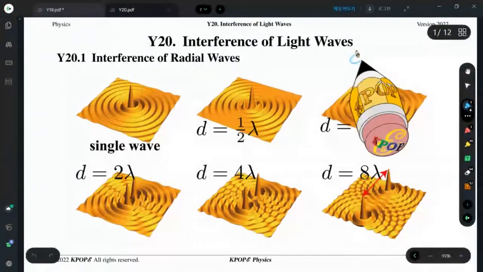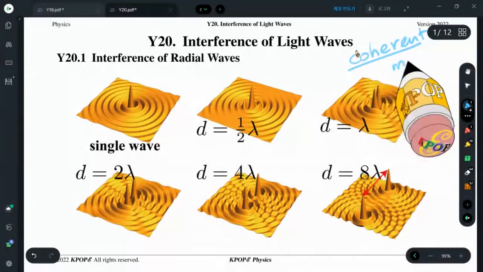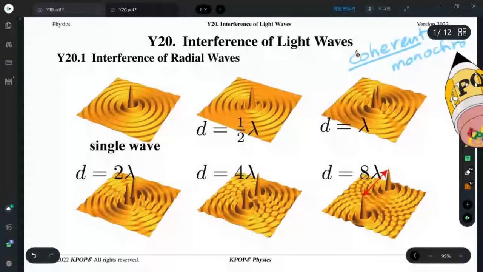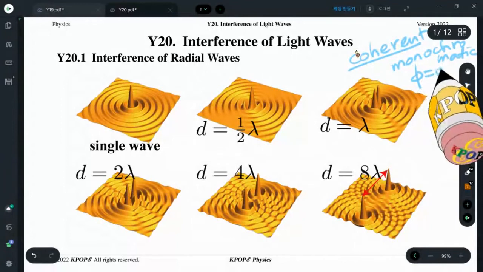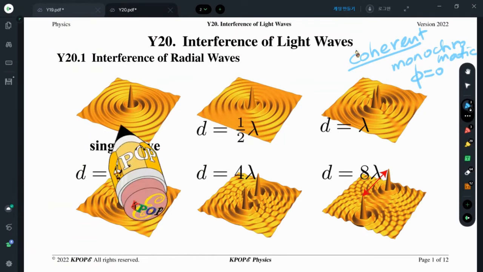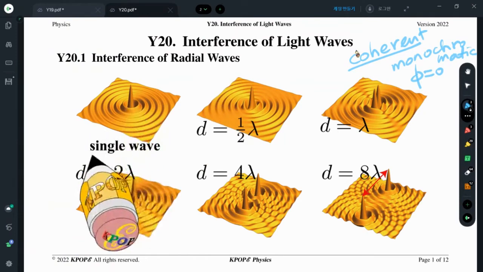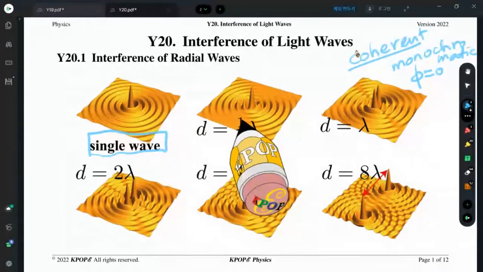Coherent means monochromatic, and no phase difference. We have two light sources, and each is generating a circular wave on a plane, just like on water. Single wave, single light source. We have two light sources.